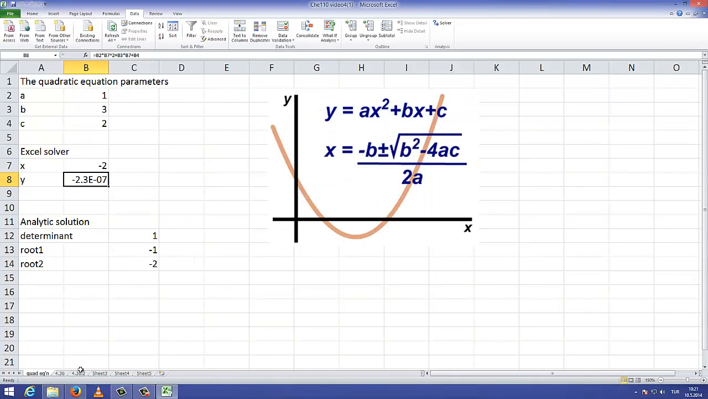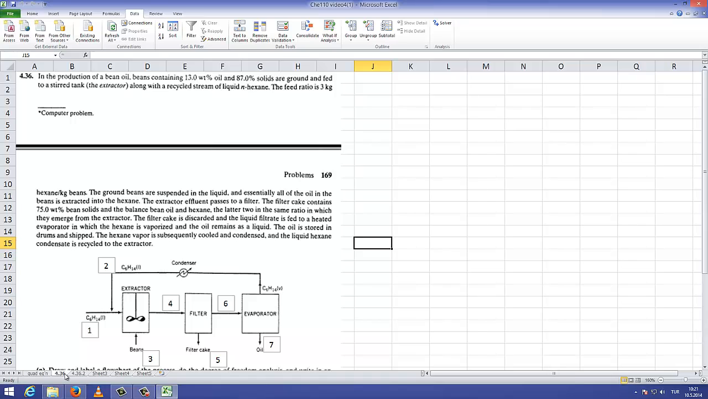Now we are going to go on to solve a question that is in your book, and we'll show you that it's also applicable to some chemical engineering problems, because that's what we are aiming for. Anyway, first of all, I have a number. This is question 4.36.